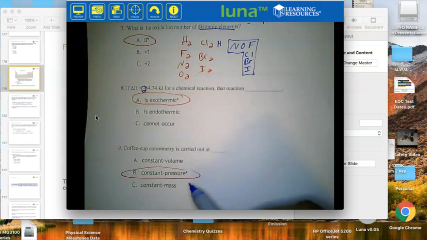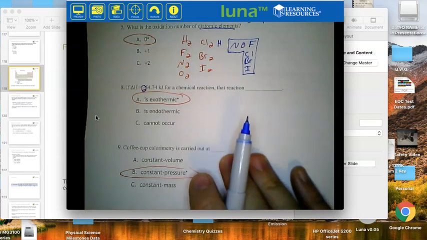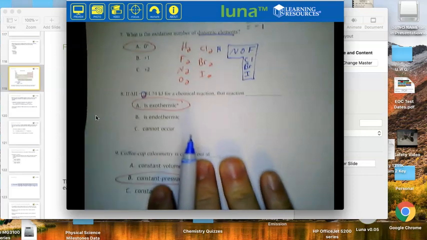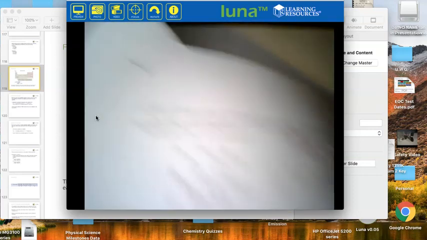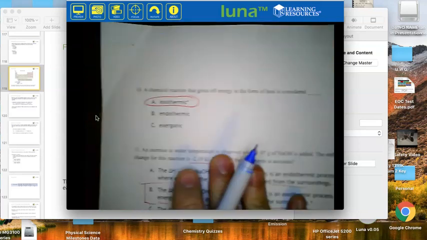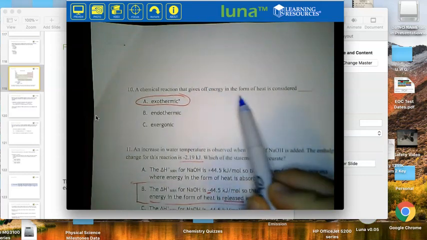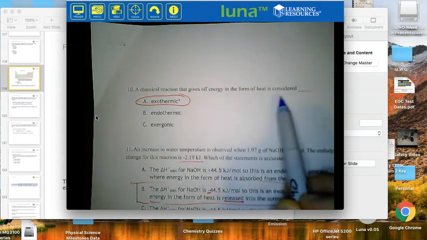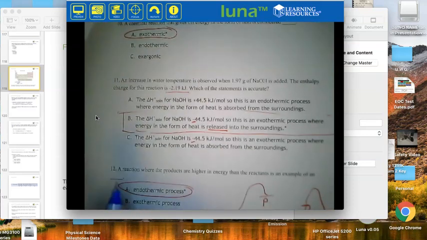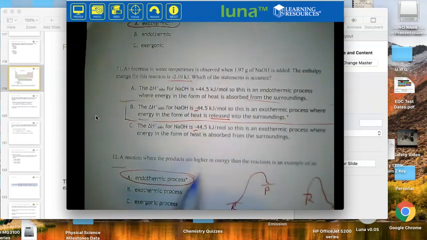All right, number 9, there's a coffee cup calorimetry, and it's carried out at constant pressure. Okay, so when we do experiments in the lab, that's a variable that usually isn't going to change in the laboratory, so our experiments are done at constant pressure, referring to constant atmospheric pressure, right? All right, number 10, a chemical reaction that gives off energy in the form of heat is considered exothermic. Remember, chemical reactions that give off excess heat to the surroundings are exothermic reactions.